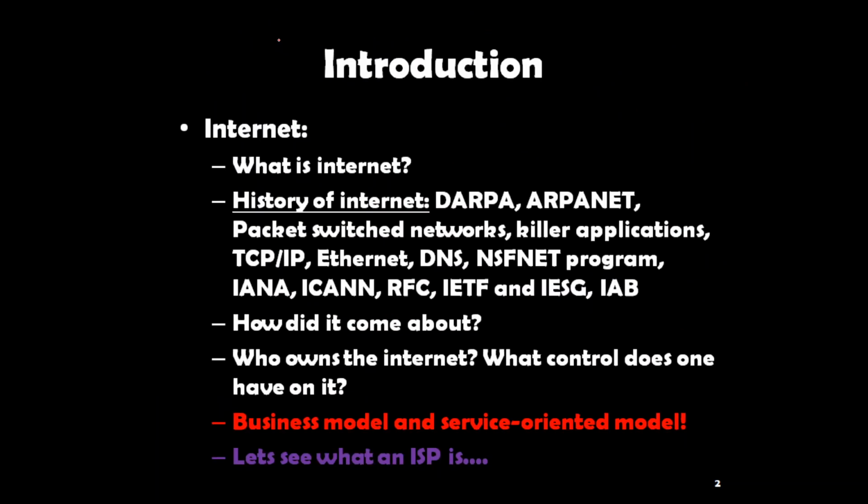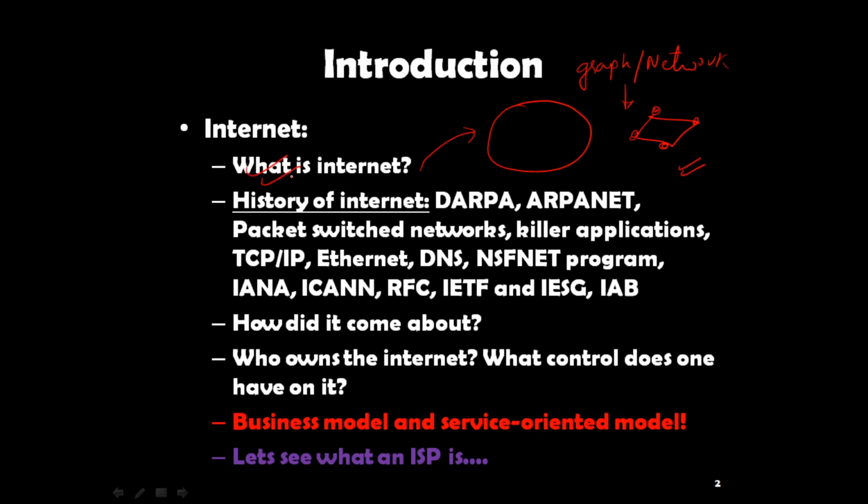What is internet? Internet is a graph. It is nothing but a network, a graph where so many people are connected with each other through a medium that is called the internet. Just as an example, what is an example of internet? That is Facebook.